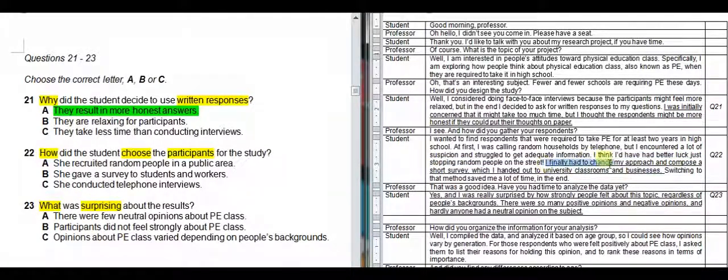So in the end, "I finally had to change my approach and compose a short survey, which I handed out to university classrooms and businesses." So that matches B, students and workers. And notice there is some paraphrasing there, but it's something we need to think about in the moment. Okay, there's no chance to prepare for that. There's not enough time. Okay, and then 23, what was surprising about the results? Here's surprised. "I was really surprised by how strongly people felt about the topic." How strongly people felt.